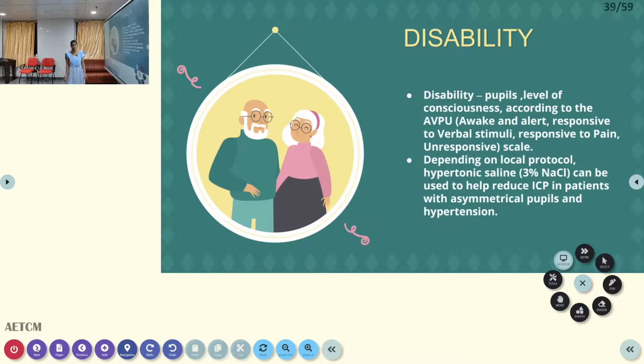And next, disability. So check the pupil size, evaluate the level of consciousness, and depending on the protocol, hypertonic saline is used to reduce the intracranial pressure in patients with asymmetrical pupils and hypertension.